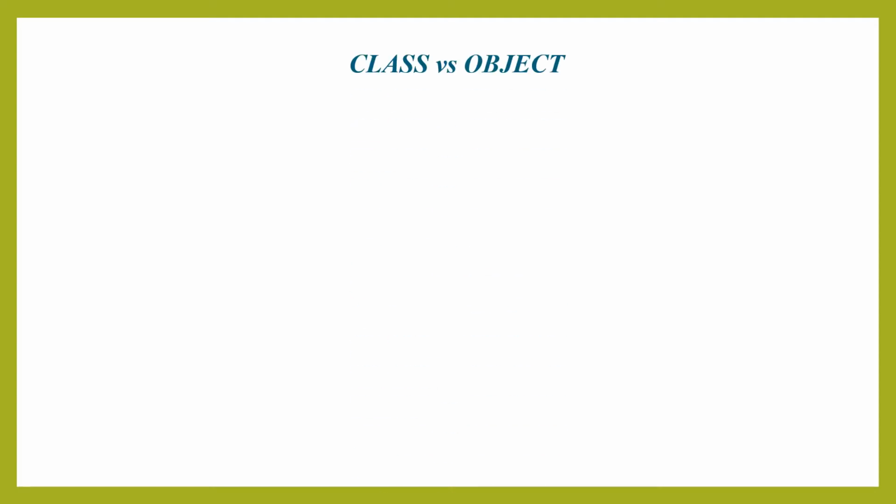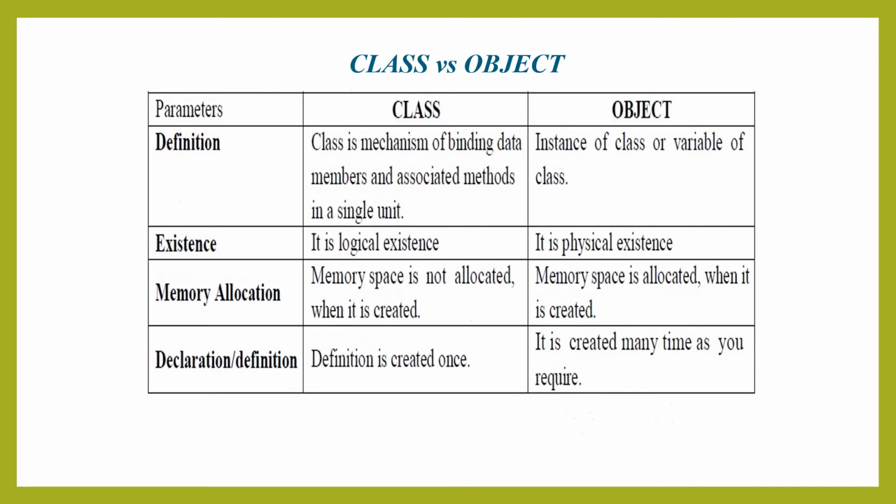Coming to the differences between the class and the object. As per the definition, a class binds the data and the associated methods or functions into a single thing, whereas an object is just a variable or instance of a class. Coming to existence, a class exists logically, whereas an object has a physical existence.